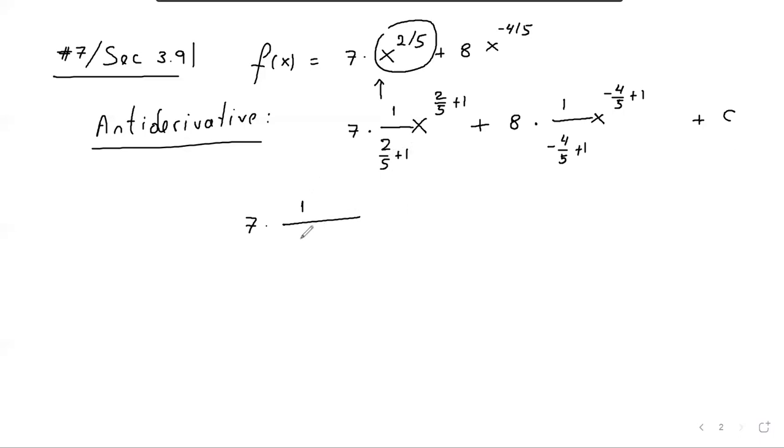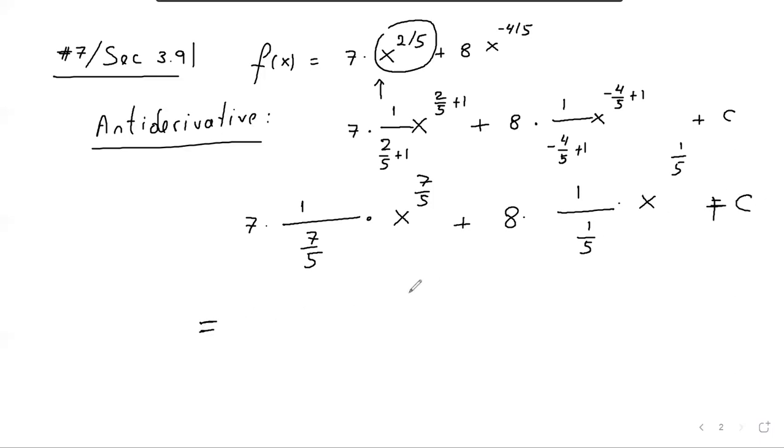So 2/5 plus 1 is going to be 7/5. So 1 over 7/5 times x to the 7/5 here plus 8 times 1 over, here negative 4/5 plus 1 is 1/5, times x to the, and the same story at the top here, negative 4/5 plus 1, which is 1/5. So this is going to be equal to plus a constant, right, plus c.